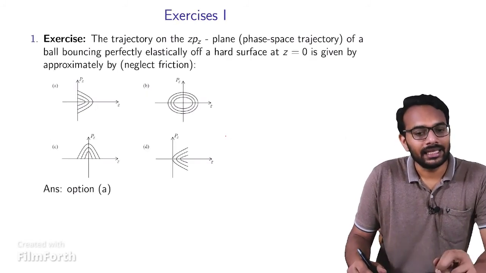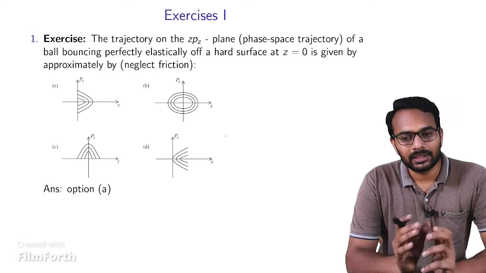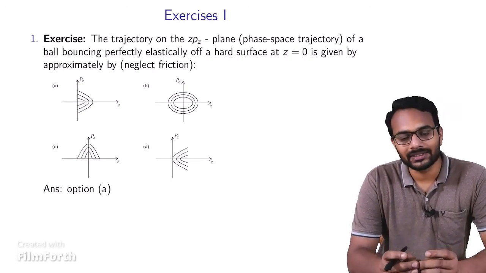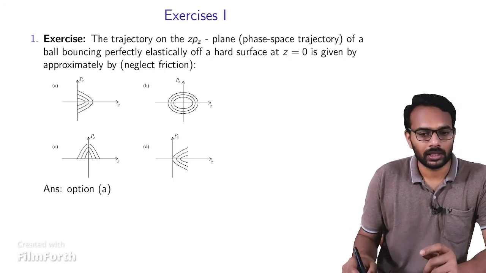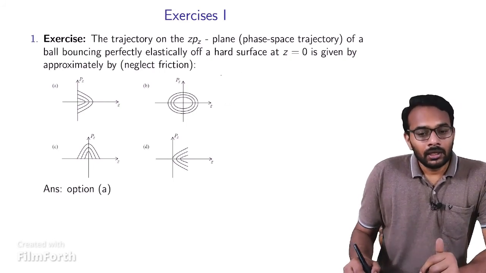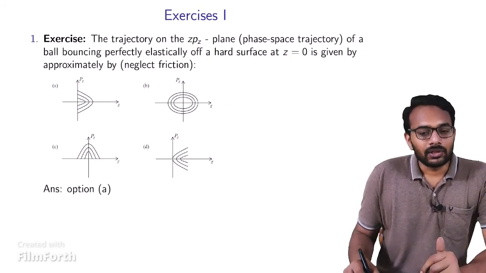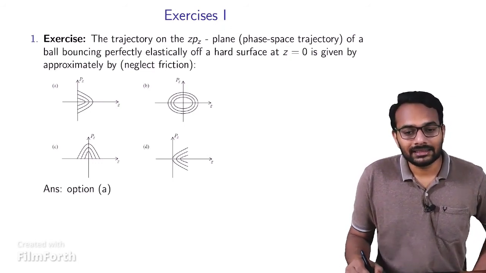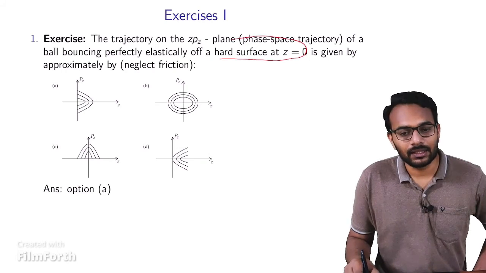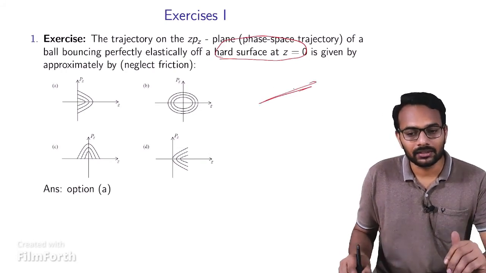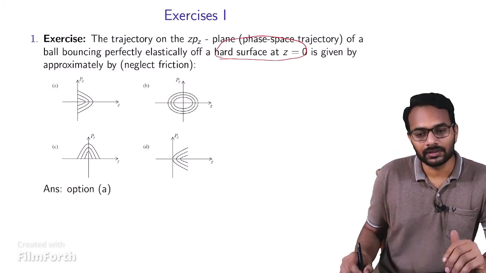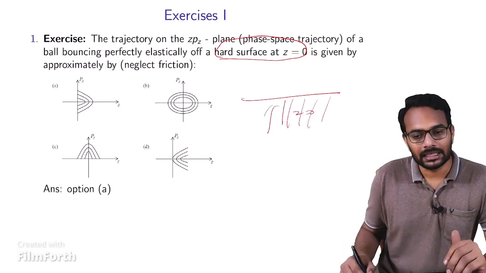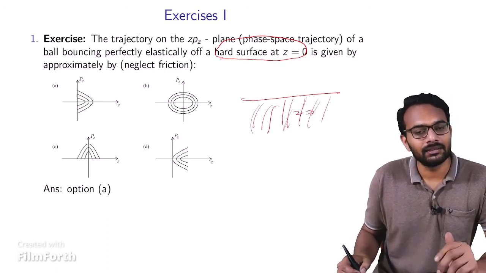The next one, the trajectory on the z-pz plane of a ball bouncing perfectly elastically off a hard surface at z equal to 0. That's not difficult. Here we have the trajectory on the z-pz plane of a ball bouncing perfectly elastically off a hard surface at z equal to 0. This means that in real space we have a hard surface at z equal to 0. This means that for z negative this is not accessible.